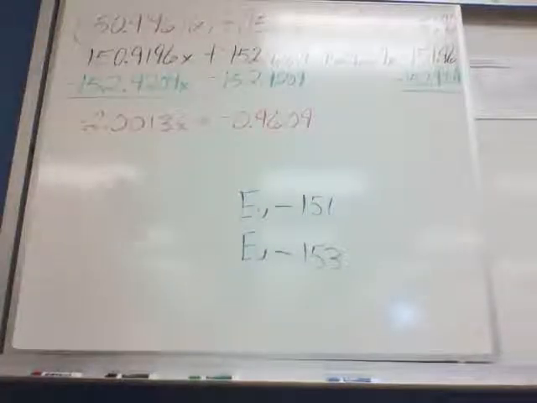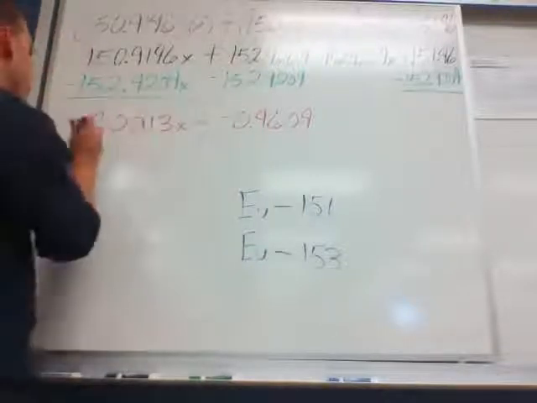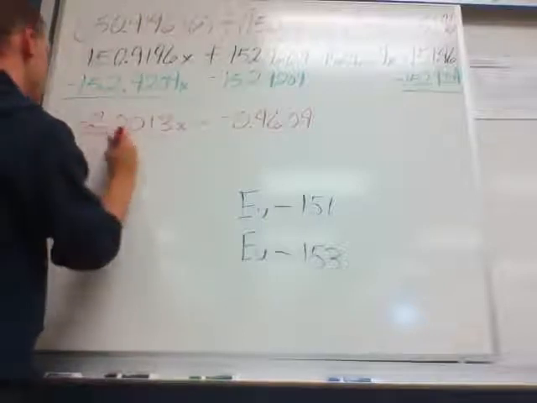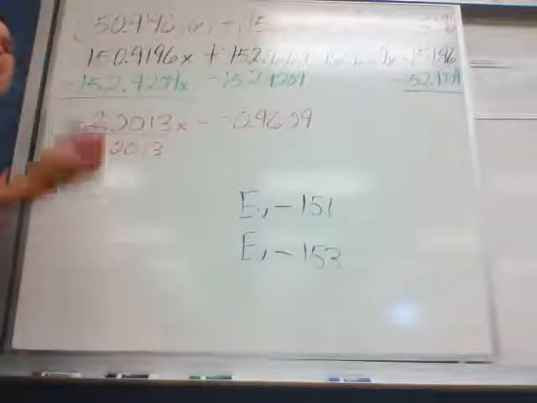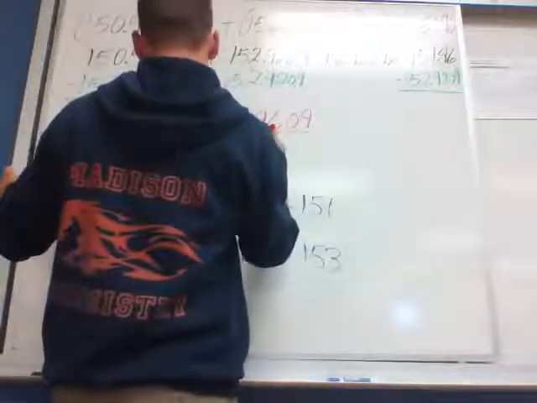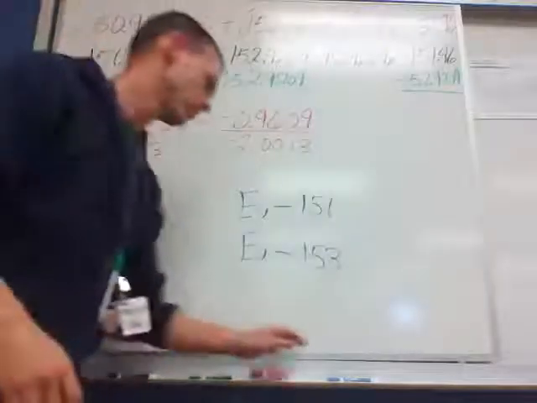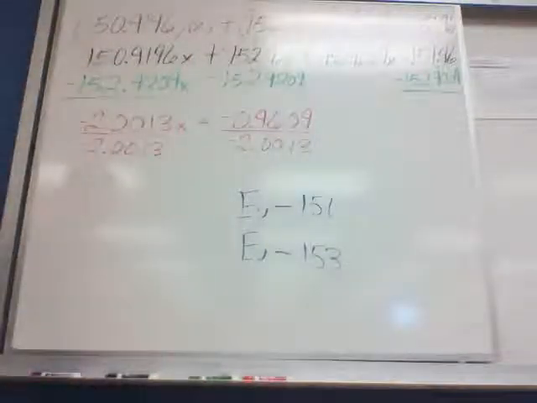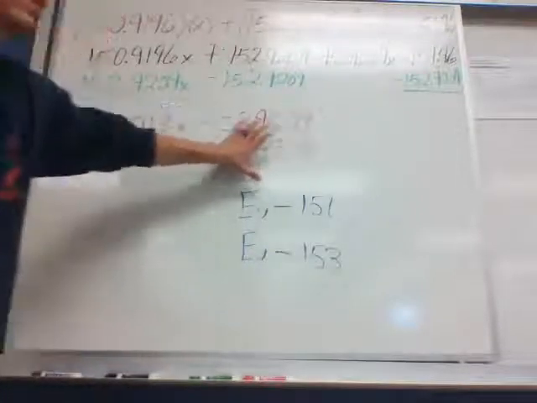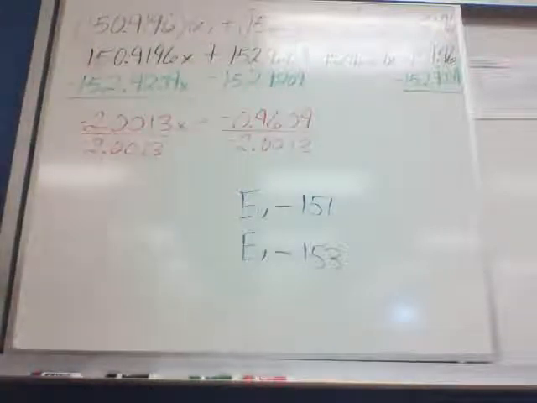How do I isolate the x? Divide. You do the opposite of whatever he's currently doing. He's currently multiplying. So if I divide by this same number that he's connected to, it'll get him by himself. But I've got to do it to both sides. And this is what will get us to our percentage. So type it in and let's see where we land.